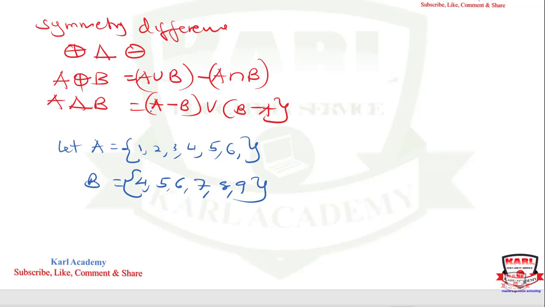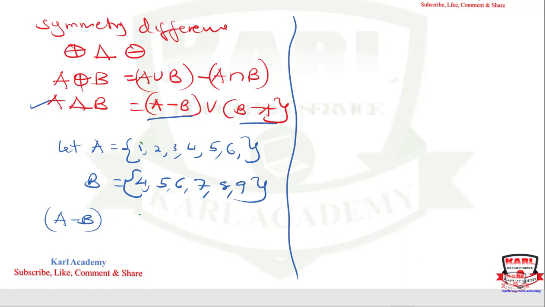Now, before we even apply the law, what you should know is that this is how we calculate the symmetric difference. First, let's start with A minus B, meaning the elements that are in A but not in B. 1 is not in B, 2 is not in B, 3 is not in B. 4 is in B, 5 is in B, and 6 is also in B. So the elements here are 1, 2, 3.